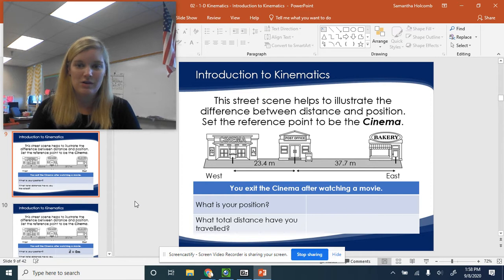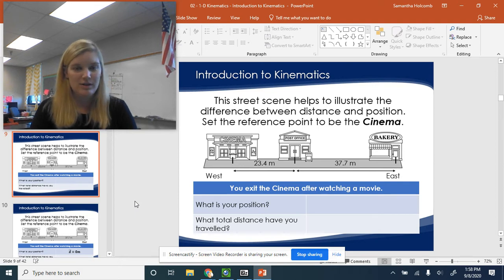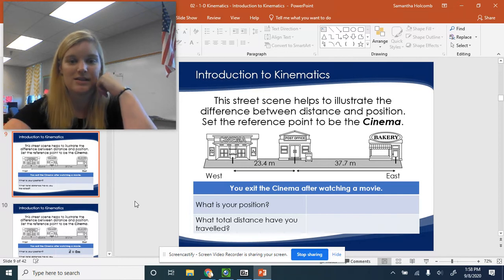And they say you exit the cinema after watching a movie. So what we talked about in class today was you're leaving the movie theater, you just watched Mulan, you're trying to decide whether or not it really needed the songs in it because people are really angry that the real version doesn't have songs. Apparently Mushu's not in it. I mean, there's so many things to ponder.